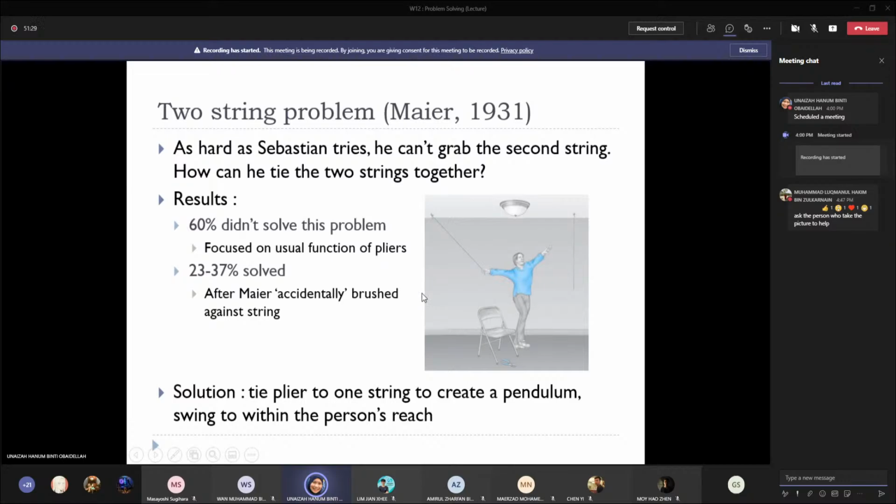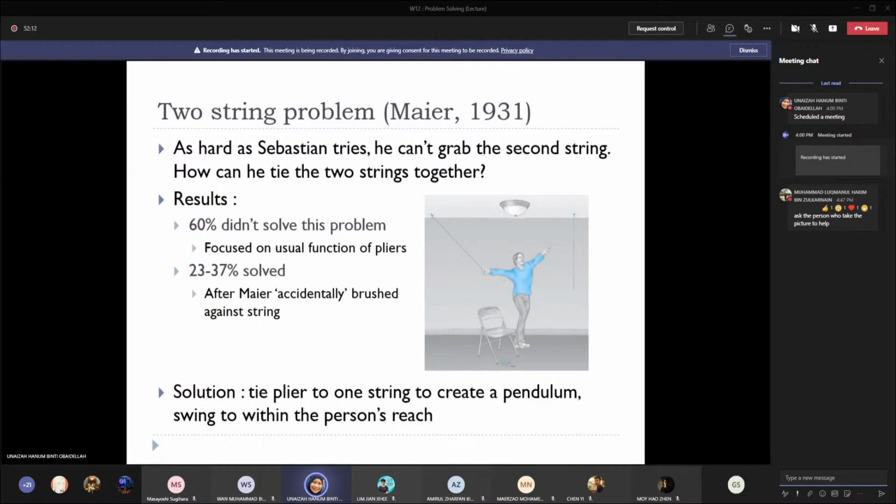So 60% actually did not manage to solve this problem if they look at all of these as the standard use. But in a different version of this experiment, as he was explaining to the participants what they needed to do, if he or she accidentally brushed the string and the string actually moved, people actually got the hint, and about 20% to 40% of people managed to solve this. So when you were doing discussion, coming up with all of these ideas, you managed to build up your ideas and get some bits or pieces from the hints given by the previous problem solver.